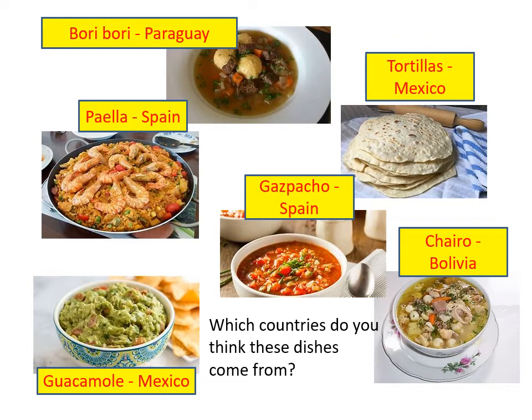So bori bori is from Paraguay, tortillas from Mexico. You'll know tortillas are used with fajitas and enchiladas. In England, they're quite common, and they come from Mexico. Gazpacho is from Spain, which is a cold vegetable soup. Chairo from Bolivia. Paella, which is Spanish. You might have tried that if you've been on holiday there. Guacamole is the avocado dip from Mexico as well.